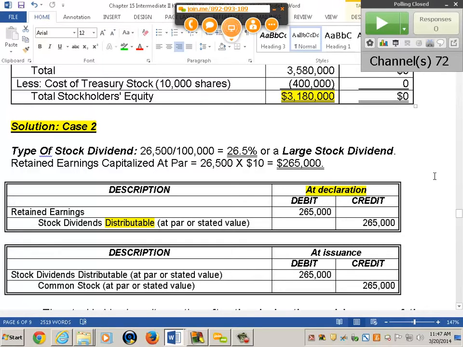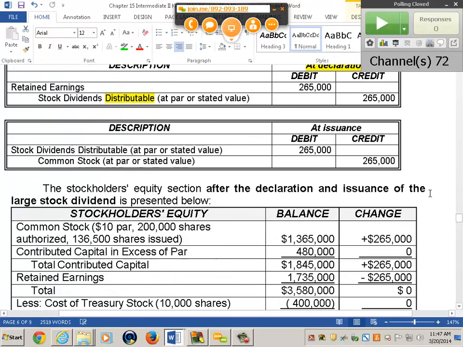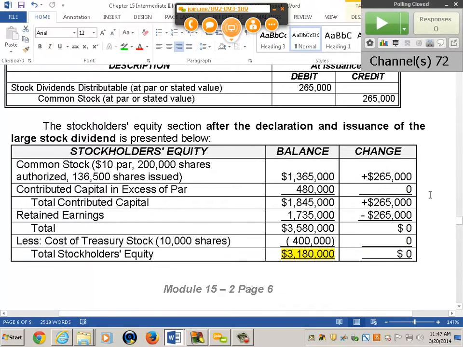Again, it's $265,000 going into contributed capital from retained earnings. The 26.5% is material, and we can't use the market price of the stock unless there's evidence to the contrary. Now, in the balance sheet, once again, there's no change in total stockholders' equity. The book value in total doesn't change. You're shifting, once again, retained earnings into contributed capital. And you're doing that at par.